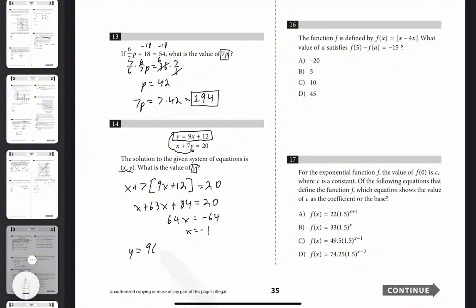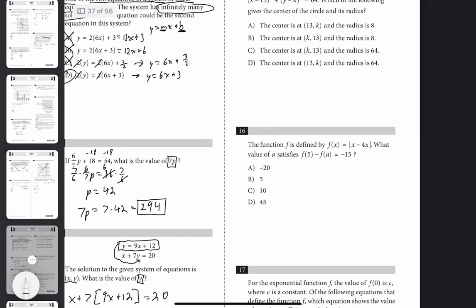Y is equal to 9 times x plus 12. Now we plug in our value for x. We have negative 1 plus 12. So y is equal to negative 9 plus 12, which is equal to 3. And that's your value for y.